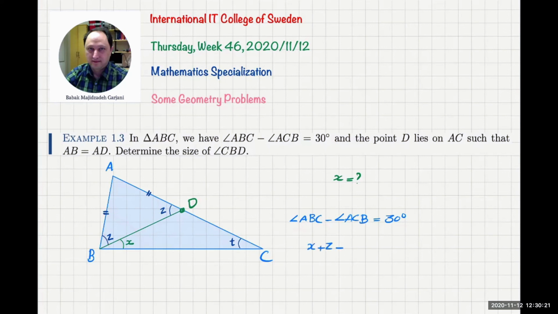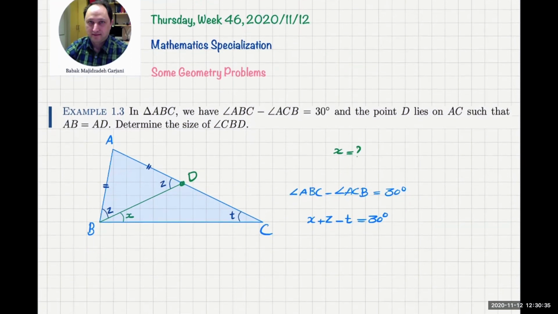And then minus, instead of angle ACB, I put t. Angle ACB is angle t. And this is 30 degrees. But I just reminded you, what is the name of this angle with respect to this triangle? The outside angle. Yes, this is the exterior angle. So the size of this angle is the sum of these two non-adjacent internal angles, x and t. So I can write that z is equal to x plus t.